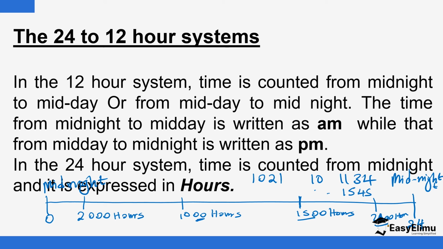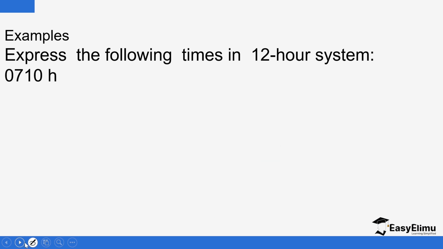That is, the first 12 hours of the day are stated as AM, and the second part is having the 12 hours of the day again, and that is stated as PM. So please take note of that. And of course, when it comes to the 24-hour system, the day is treated as one single day, and we count from midnight. So let's see how we do the conversion from 24 to 12-hour system, and possibly later on we'll see how to convert from 12 to 24-hour system.